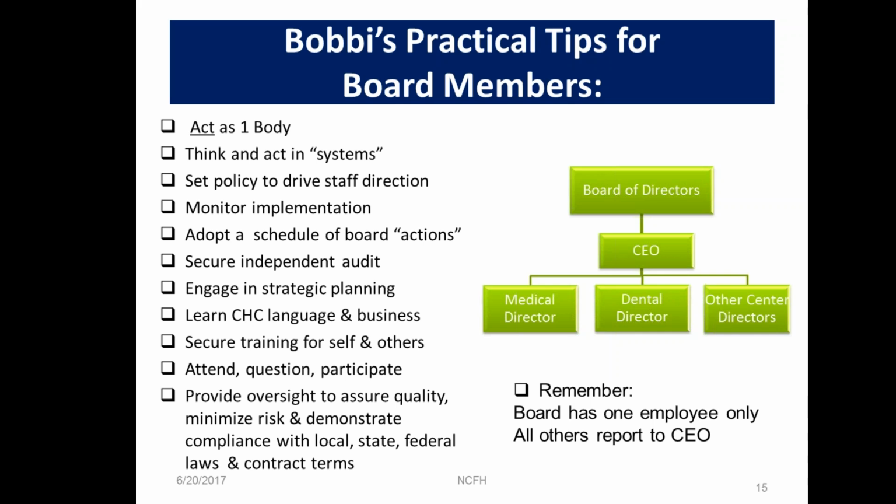I highly recommend that you adopt a schedule of board actions because there's a whole bunch of stuff that's predictable on a monthly basis, on a quarterly basis, and on an annual basis. And so, for example, you should be seeing financial statements every month. You should be seeing a UDS at the same time every year. You should be seeing the submission of your grant application to the federal government well in advance of the beginning of your next fiscal year.